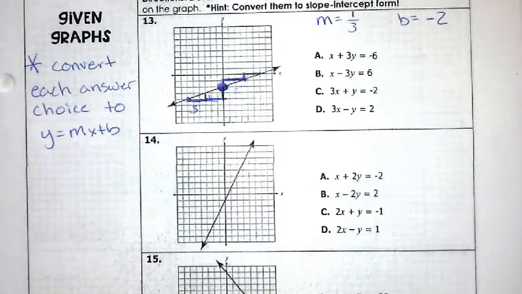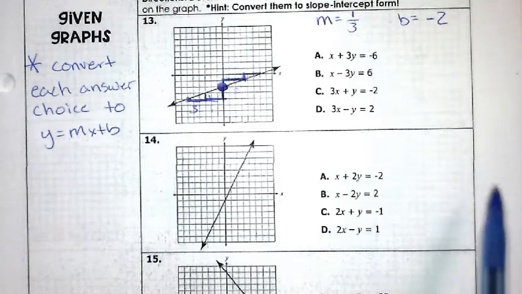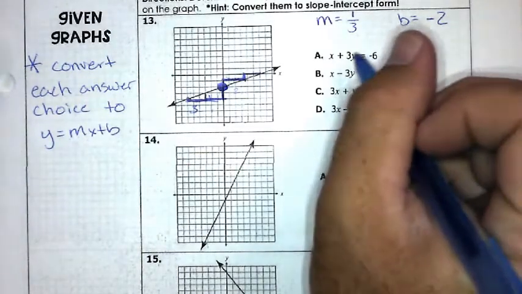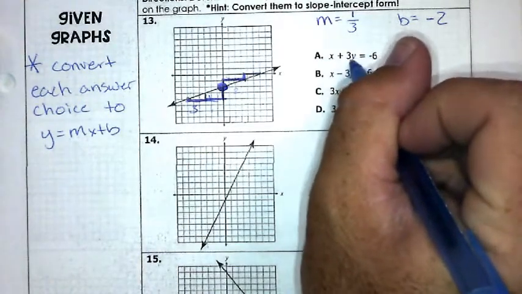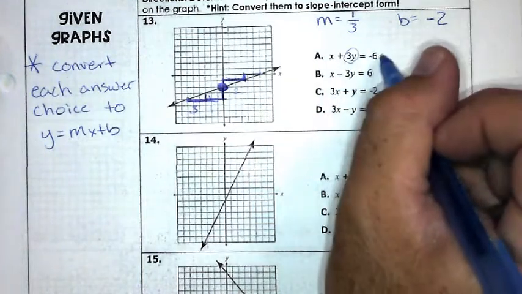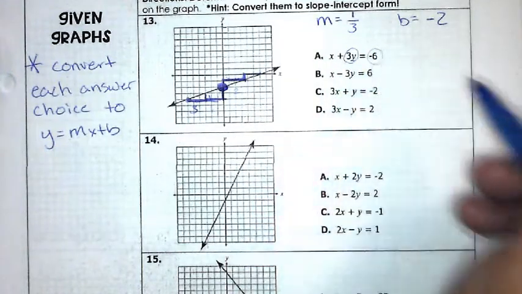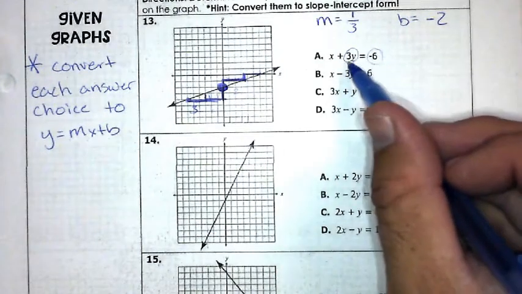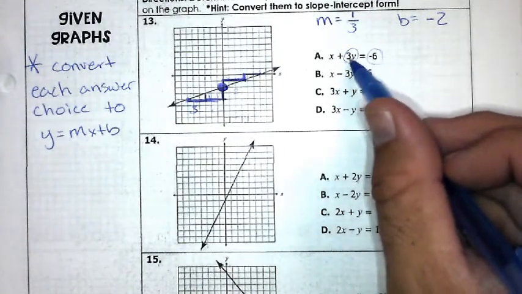How do you find the y-intercept? Great question. The easiest thing to do, and what I like to do, is take the y value and divide it into the whole number. So I have the y value of 3, 3y. Take 3, divide it into my constant. What's -6 divided by 3?